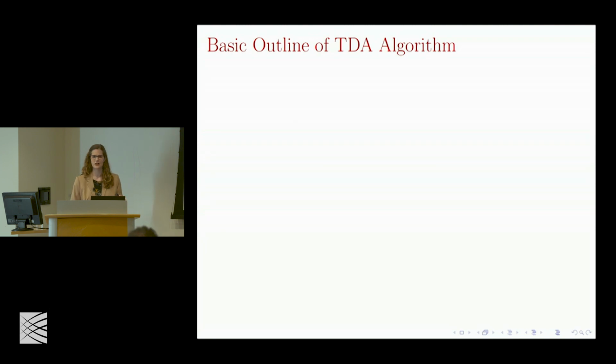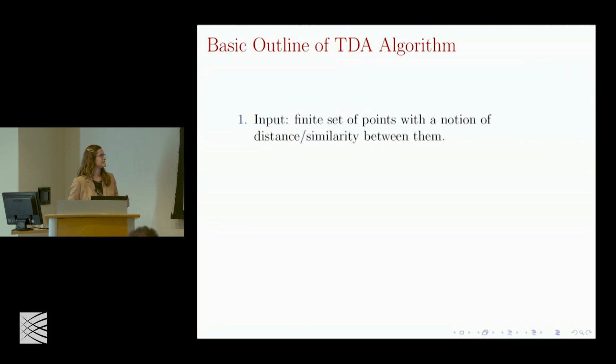So any TDA algorithm you see is going to follow the same basic outline. You're first going to have a finite set of data points that is in some sort of metric space, or it just has a notion of similarity. And this gives us a bit more flexibility than statistics because we don't necessarily have to be in a metric space to start, or have a sense of the geodesic that's underlying the data.